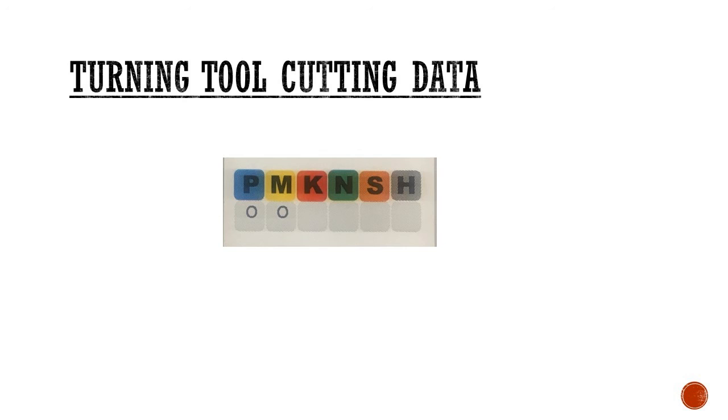N for aluminium with green color. S for heat resistant alloys such as Inconel and titanium alloys. And finally H for hardened steels. Also you can see two circles below P and M. This means that this insert is suitable for steel and stainless steel materials.